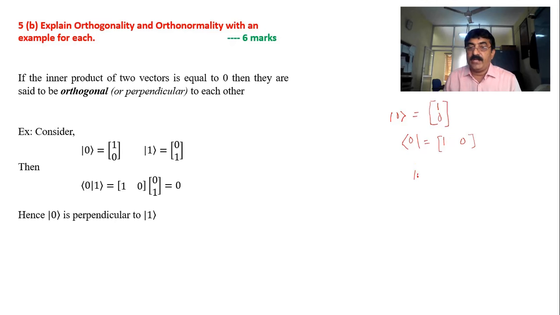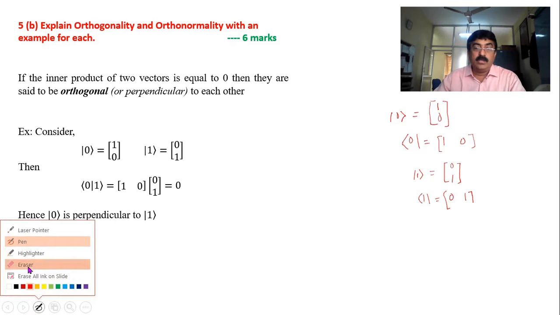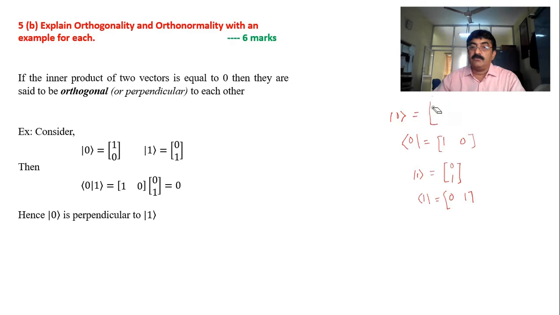Similarly, ket 1, I want to write in the bra form. Ket 1 is (0, 1), and in the bra form it will be 0 1. So, bra to ket, ket to bra: convert rows to columns and columns to rows, with complex conjugate. Well, now coming back to this particular question. I have ket 0 and ket 1. Now I take the bra of 0. Bra of 0 means the row 1 0, and ket 1 is the column 0 1. Multiply 1 into 0, 0 into 1, and finally it comes out to be 0.